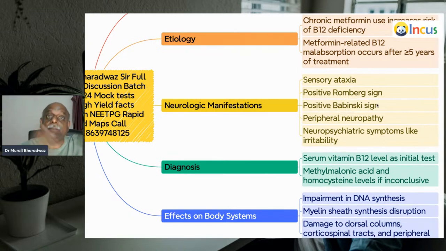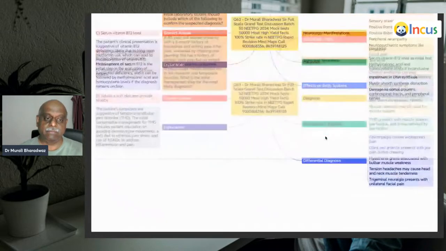Corticospinal tract is called pyramidal tract. Typically, demyelination in the spinal cord of that pyramidal tract, corticospinal tract, leads to Babinski positive. Romberg is positive because dorsal columns which are ascending up are carrying the vibration and proprioception from the lower limbs. And the moment that proprioception is affected, you get a Romberg's test positive. That's what you need to remember.